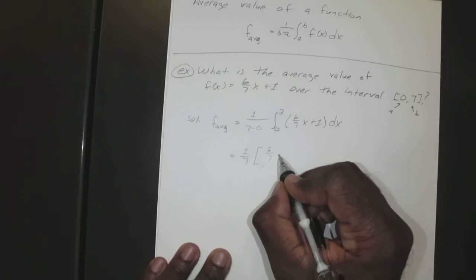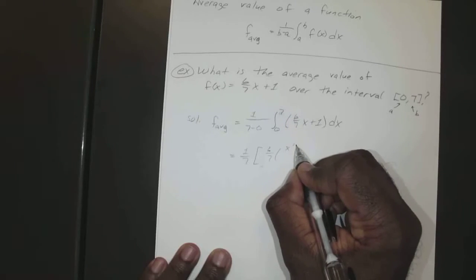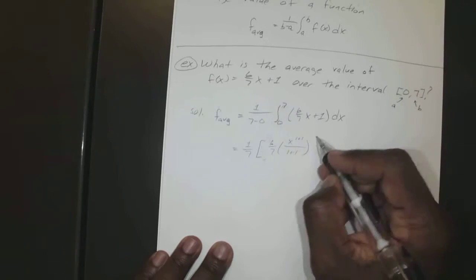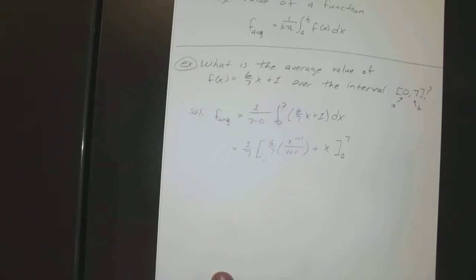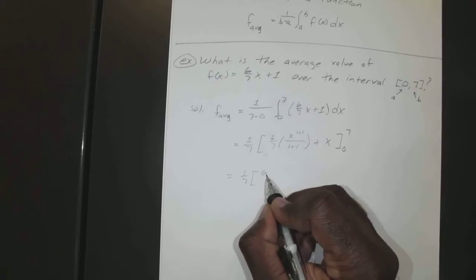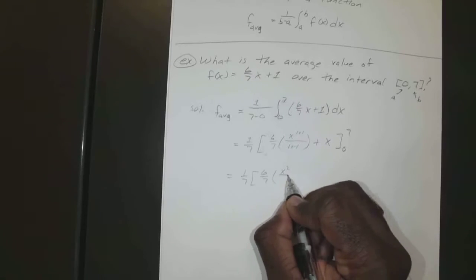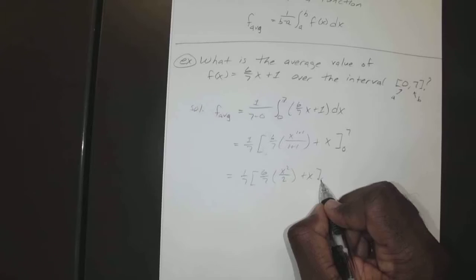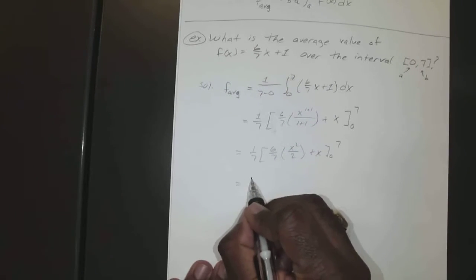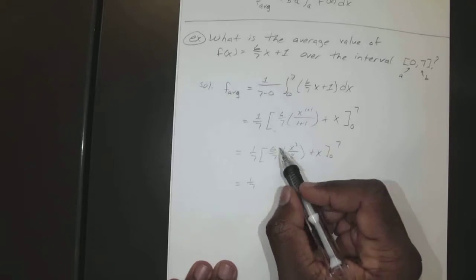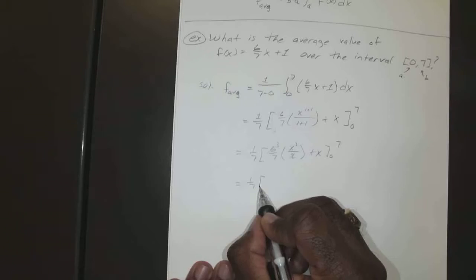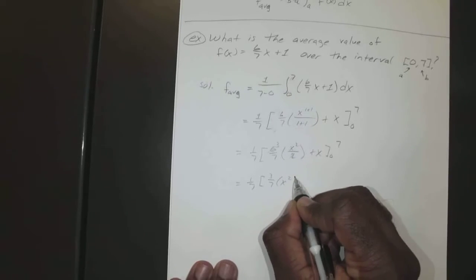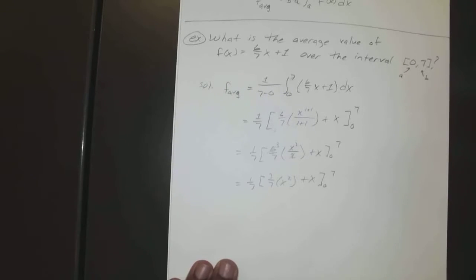Okay, so you have 6 over 7 times x to the first power plus 1, over 1 plus 1, plus the integral of 1, which is just x, from 0 to 7. So you have 1/7 times 6 over 7 times x squared over 2 plus x from 0 to 7. The 2 cancels out with the 6, and that becomes 3. So you end up with 3 over 7 times x squared plus x from 0 to 7.